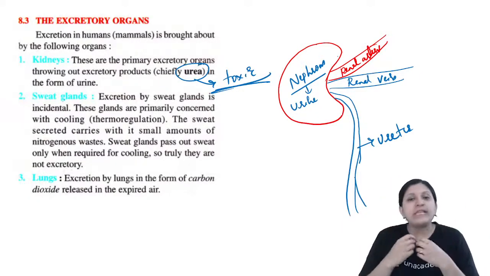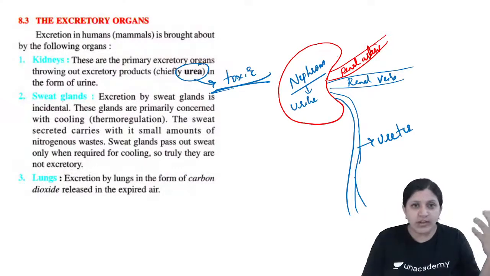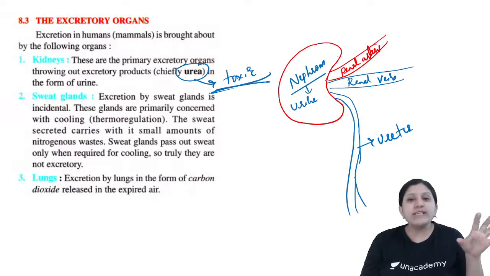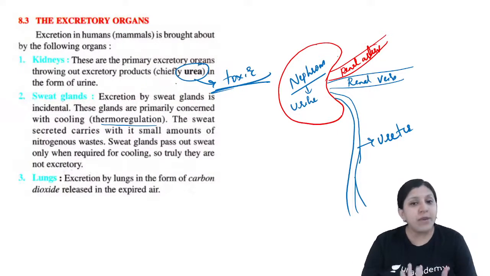So what will happen? These sweat glands start secreting watery sweat. That is basically to cool down your body as the surrounding temperature is too hot. In those conditions, we mention it as thermoregulation, that is to maintain the same temperature throughout the body. The sweat secreted carries with it small amounts of nitrogenous waste. Okay, so there is a small amount of nitrogenous waste.